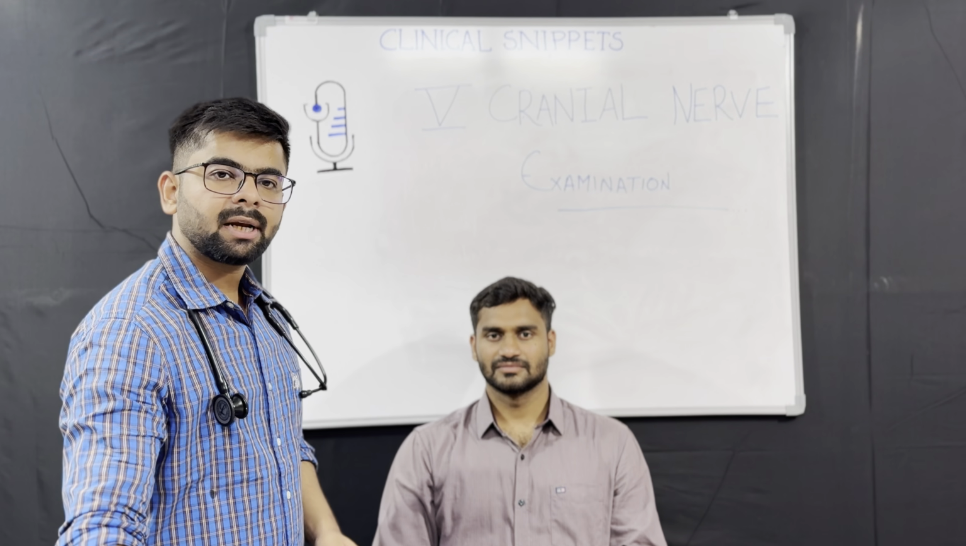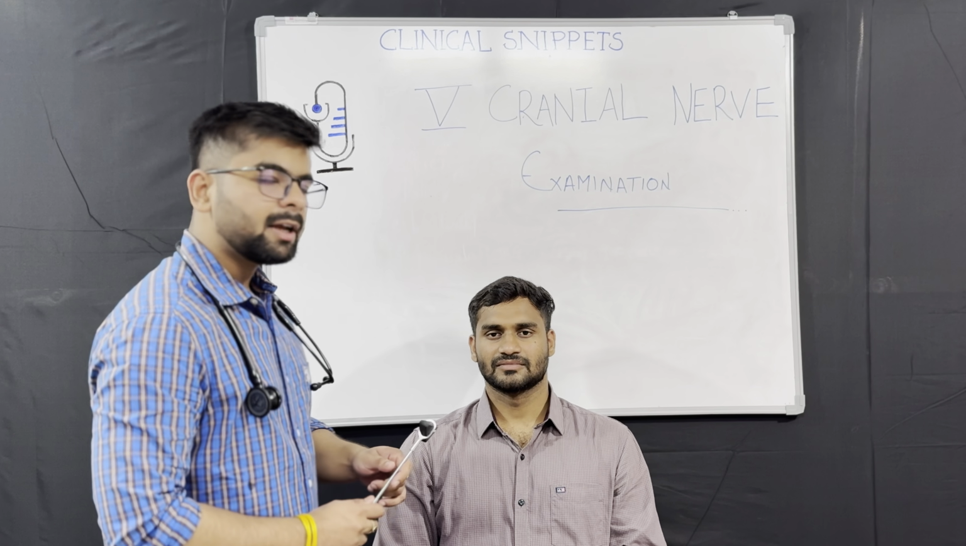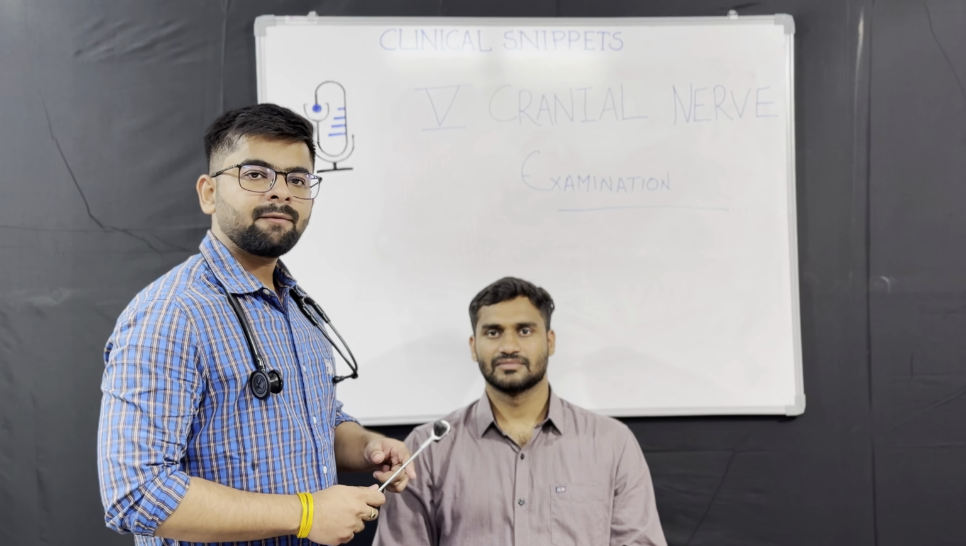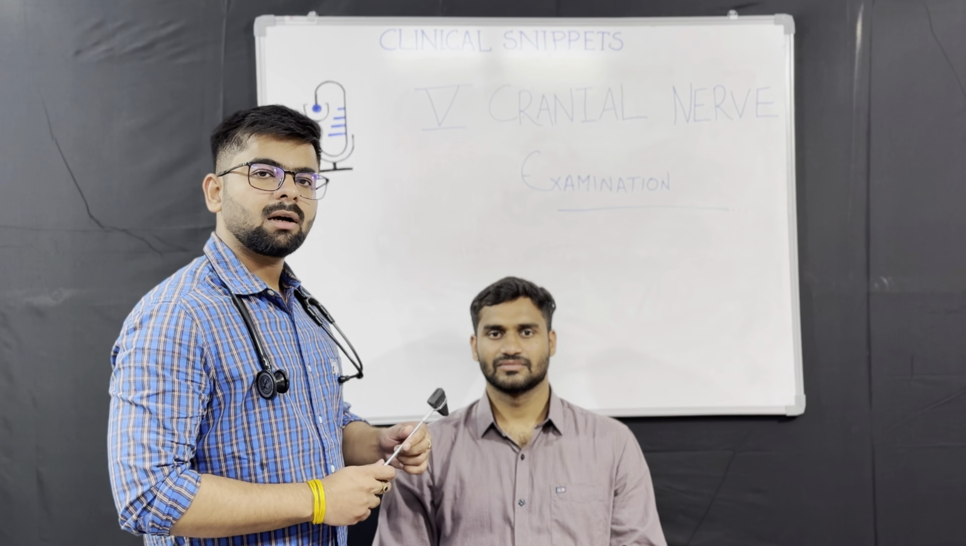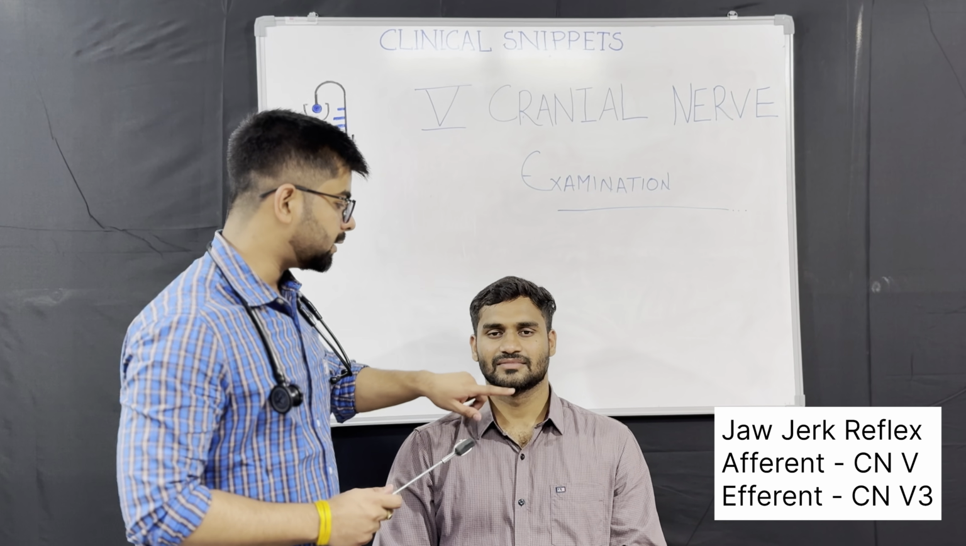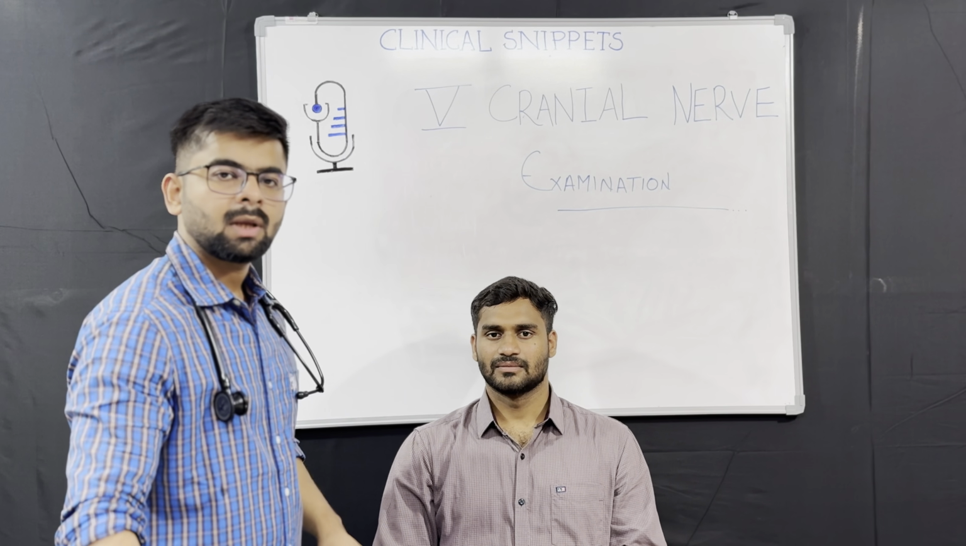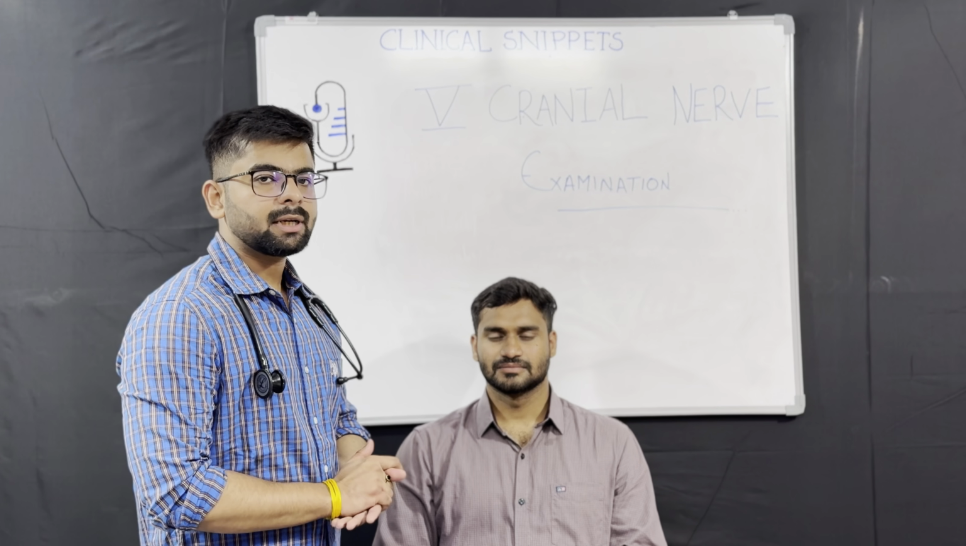Now we'll demonstrate the jaw jerk. One finger is put over the jaw, and we'll slowly strike over the finger. This is how a jaw jerk is demonstrated.